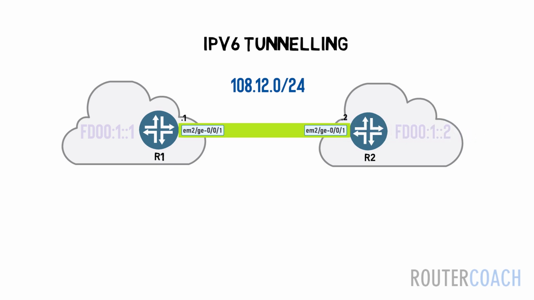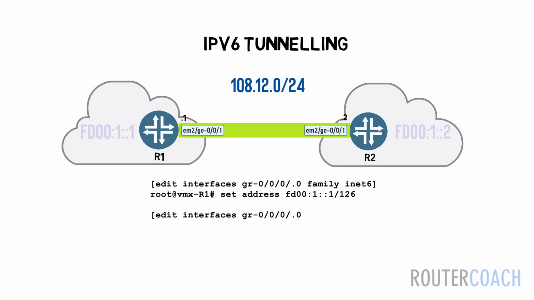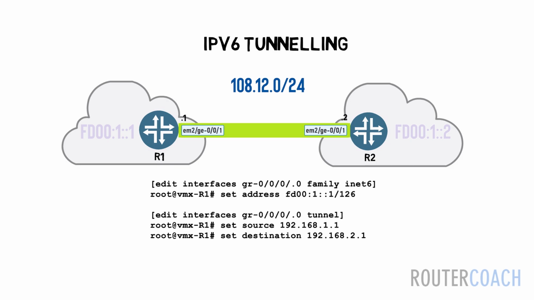There are a number of ways to do this. You could use 6PE, 6to4 tunneling, configured tunnels, IP version 4 compatible addressing, and so on. And this is a configuration for setting an IP version 6 over IP version 4 tunnel.